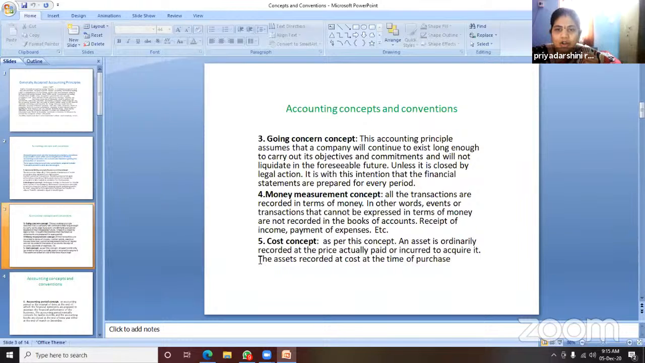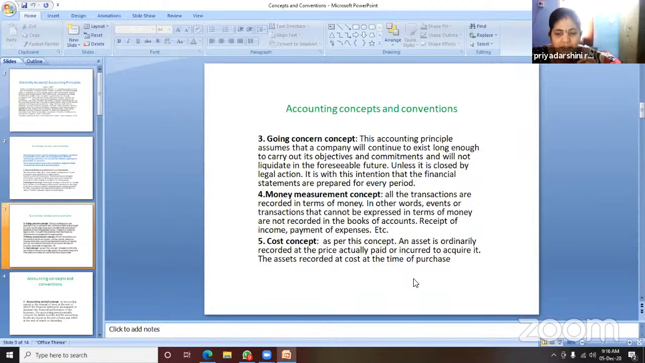So coming to the cost concept. The fifth concept is the cost concept. An asset is ordinarily recorded at the price actually paid or incurred to acquire it. The assets are recorded at cost at the time of purchase. As per this concept, whatever the cost we incurred at the time of acquisition, whatever the actual amount paid to acquire the asset must be shown.